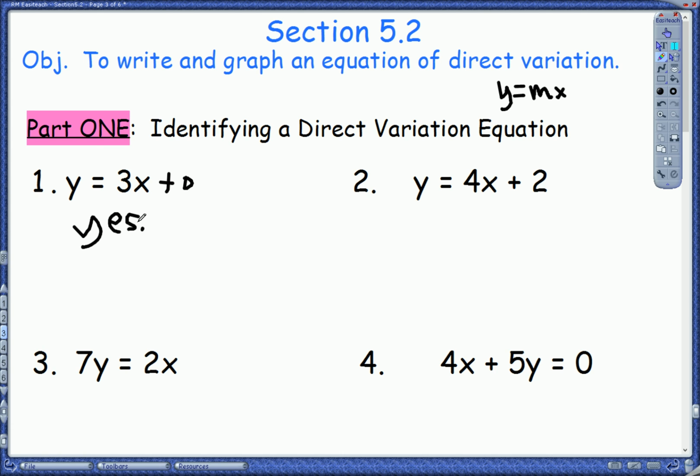Number 2, it's already in that format, y equals mx, but you can see that the plus b is something other than 0, it's 2. So this is not a direct variation equation.